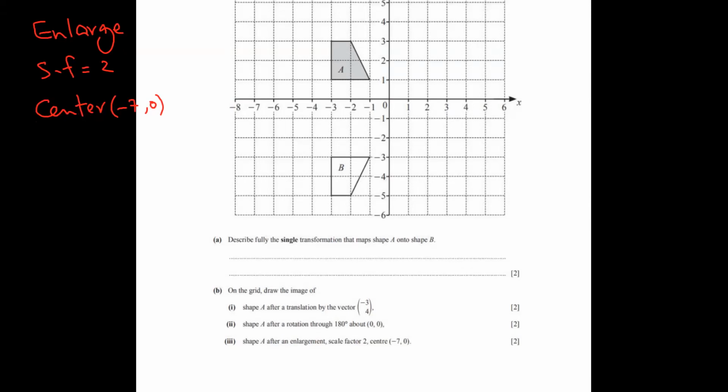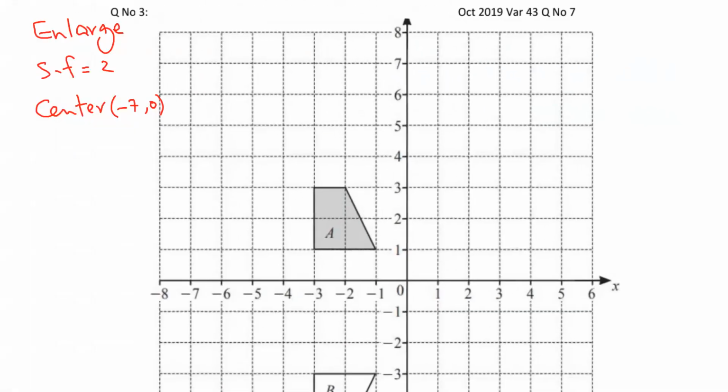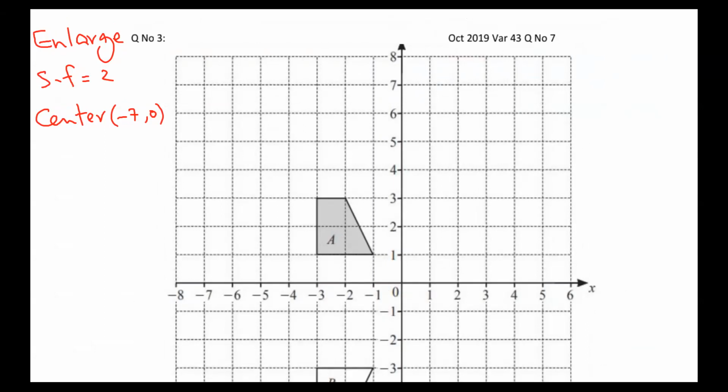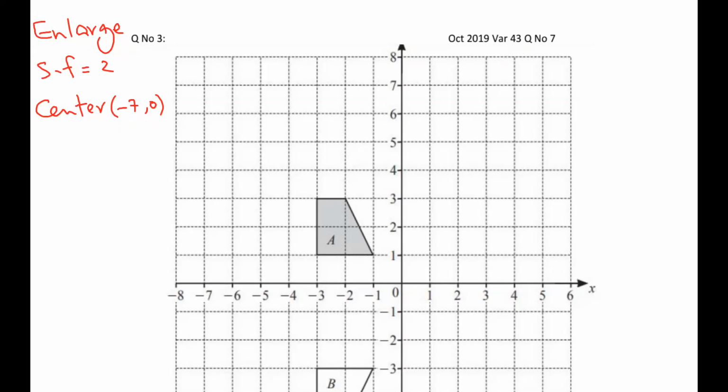Bismillah ar-Rahman ar-Rahim. I hope so. Inshallah, we will be able to do it easily. So first of all, the center is (-7, 0). Okay, let's see how we can do this one.